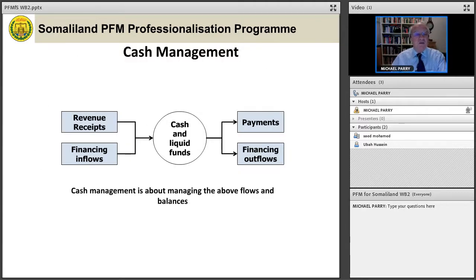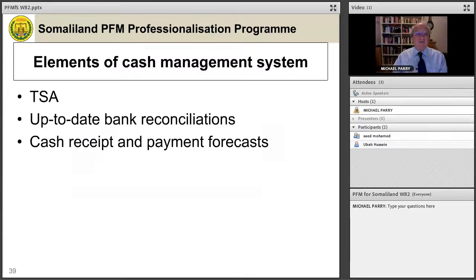And again, cash management's really just about managing this inflow and outflow, but the central box we've changed slightly now. It is to show the cash and liquid funds. And cash management is about managing the above flows and balances. That's it. The main elements of a cash management system: well, first of all, you can do it without a Treasury single account, but a Treasury single account is strongly recommended. You need up-to-date bank reconciliations because that tells you where you are. And you need forecasts of your cash receipts and payments. And there's some material in the workbook on those forecasts and how you make those forecasts.